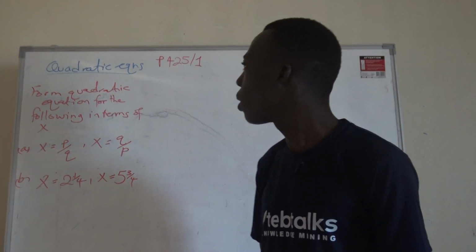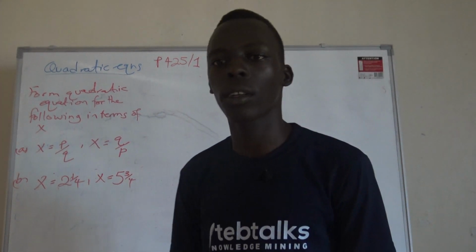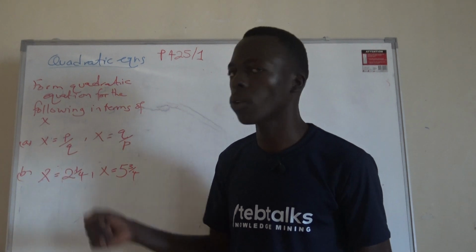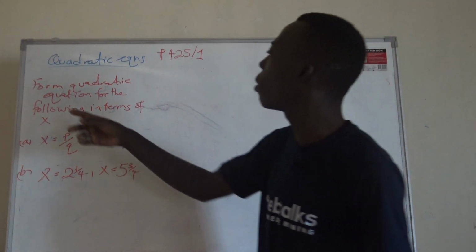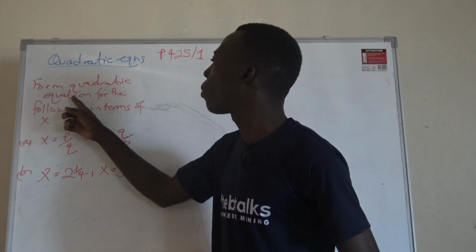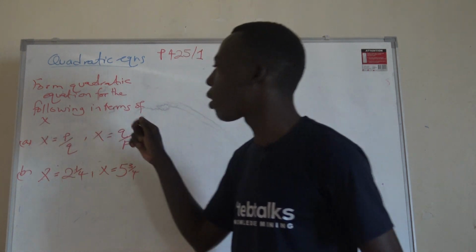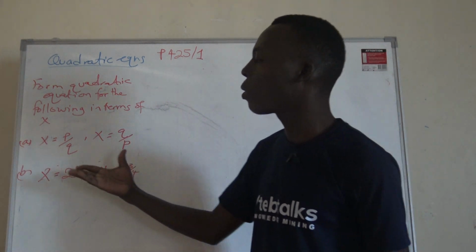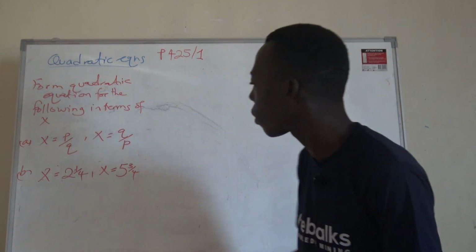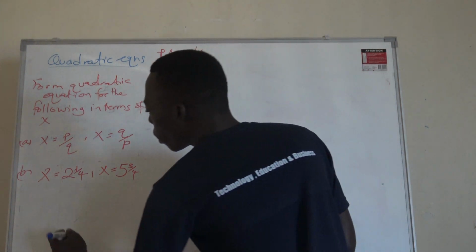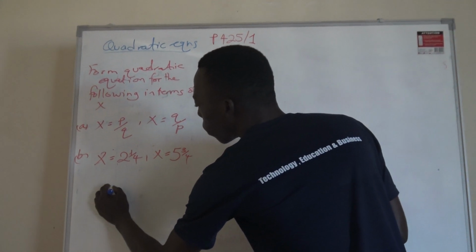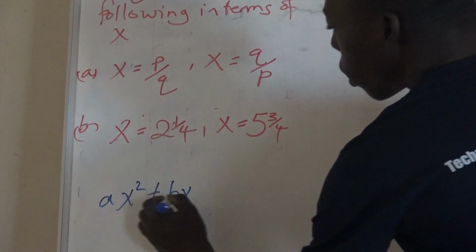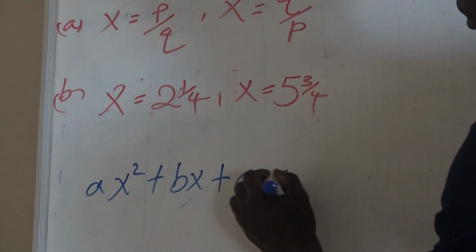And we are continuing with our discussion about quadratic equations. Now, they have given us a question: form a quadratic equation for the following in terms of x. They have given us these values in terms of x, and they want us to get the quadratic equation for this. For that case, we say that the quadratic equation is in the form ax squared plus bx plus c equals 0.